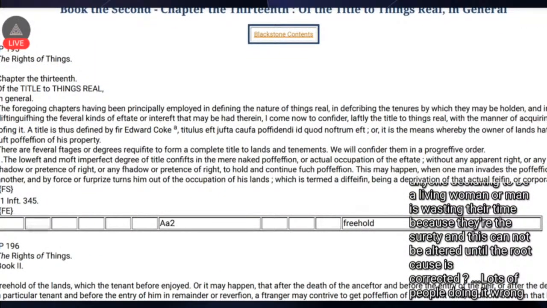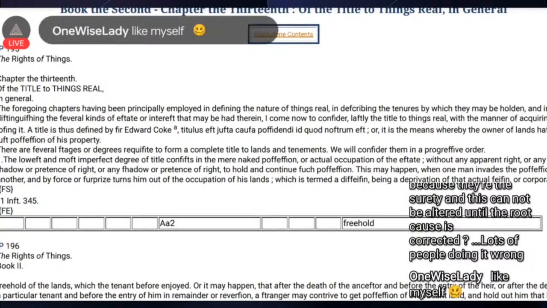Or it is the means whereby the owner of lands hath the just possession of his property. There are several stages or degrees requisite to form a complete title to lands and tenements. We will consider them in a progressive order. The lowest and most imperfect degree of title consists in the mere naked possession.